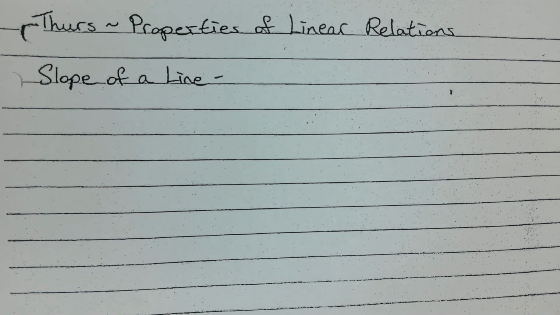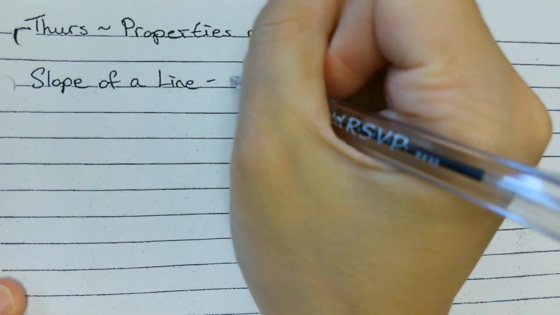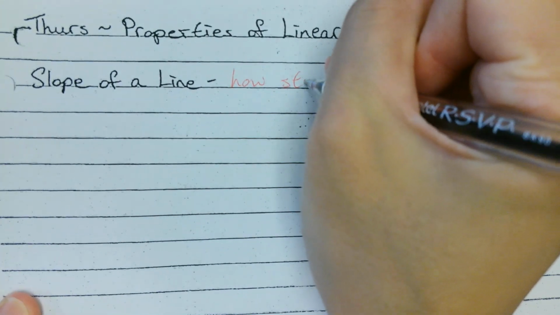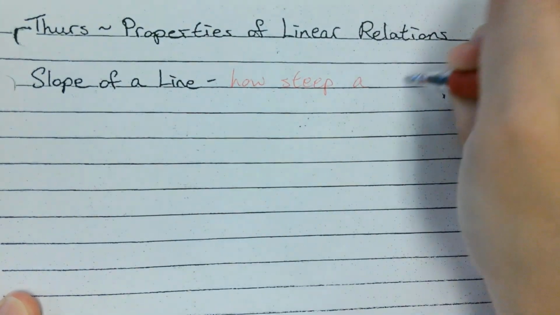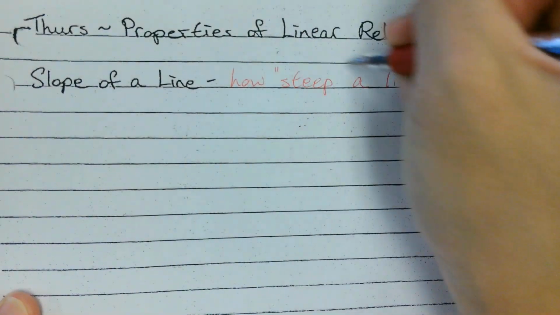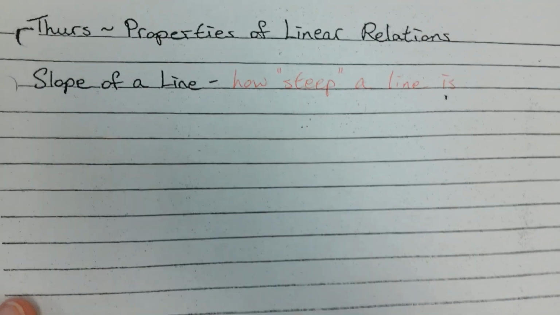Okay, slope. Let's define it first. What is slope? Yep, Cindy. Perfect. I love that definition. How steep a line is. Or it measures the steepness of a line. So that's the keyword, steepness.